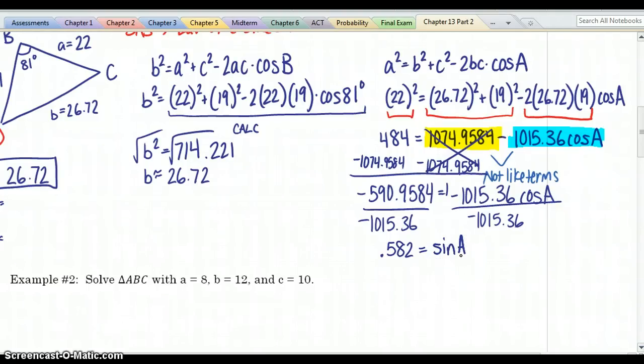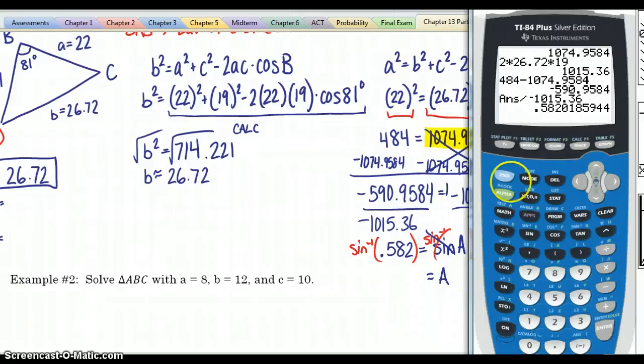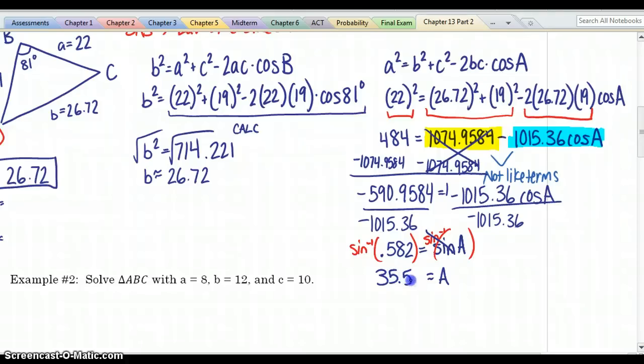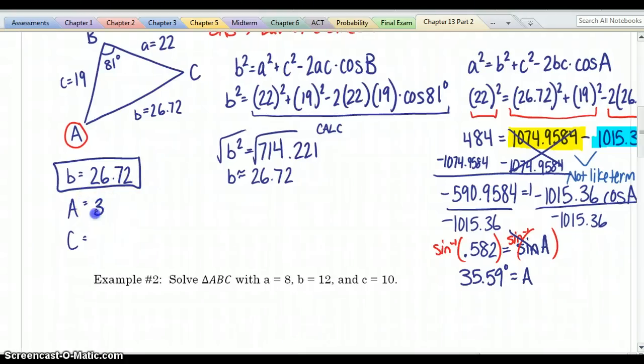Okay, and now hopefully you remember from the beginning of this chapter, if I'm trying to get A alone here, we can't divide by sine. That doesn't work, right? To get rid of a sine, we have to do the sine inverse on both sides. Alright, sine inverse and sine cancel out, so we're just left with A. And in my calculator, I'm going to do sine inverse, and I'm going to do that second answer thing again. So we got 35.59. And remember, this is an angle, so it should be in degrees. So we've got one of our angles, 35.59 degrees.